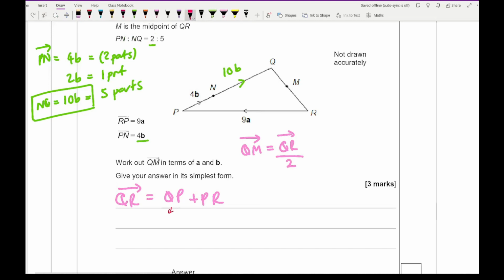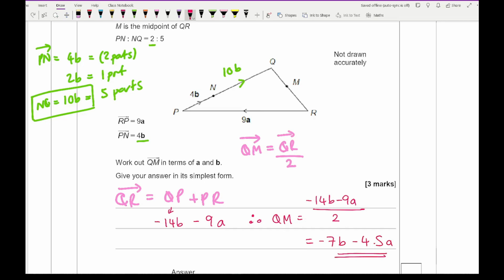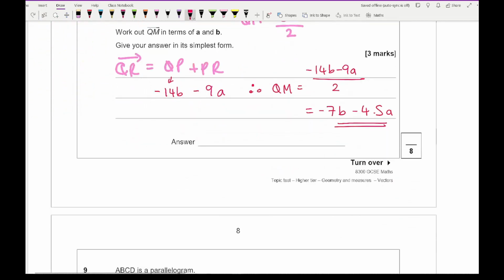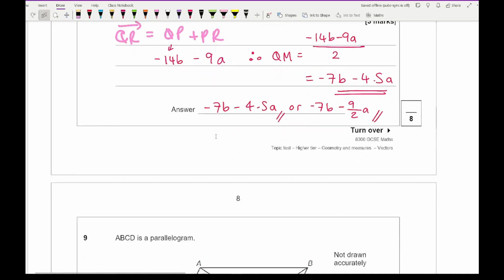So Q to P is going in the opposite direction, so that's going to be minus 14B. And then we're going against the arrow for P to R, which is minus 9A. So therefore, Q to M is going to be minus 14B minus 9A, all divided by 2, which equals minus 7B minus 4.5A. And there is my final answer for that one. So minus 7B minus 4.5A, or you could write it using fractions as minus 9 over 2 A. So any of those two would be absolutely fine.